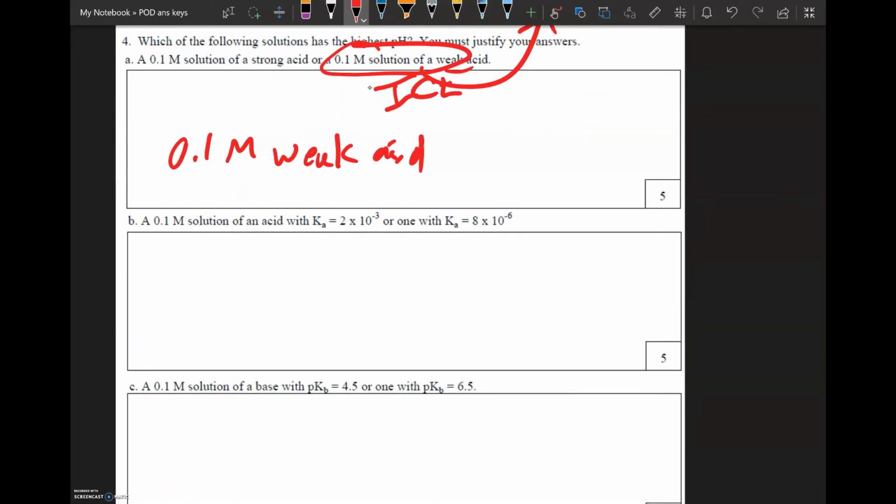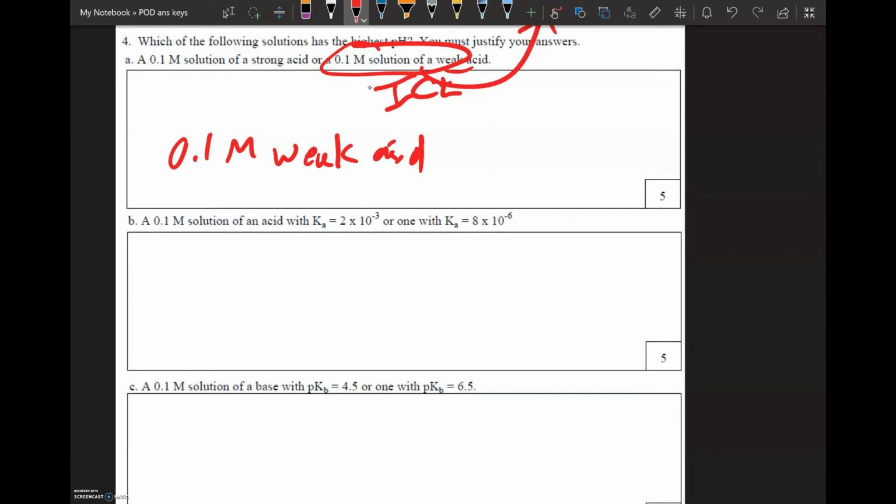Now, part B, we're looking at the Ka value. The larger the Ka value, the stronger the acid, the lower the pH. That's the way you need to remember this. So what we need to do is figure out which of these two Ka's is smaller. Whichever one has the smaller Ka value is going to have the highest pH.